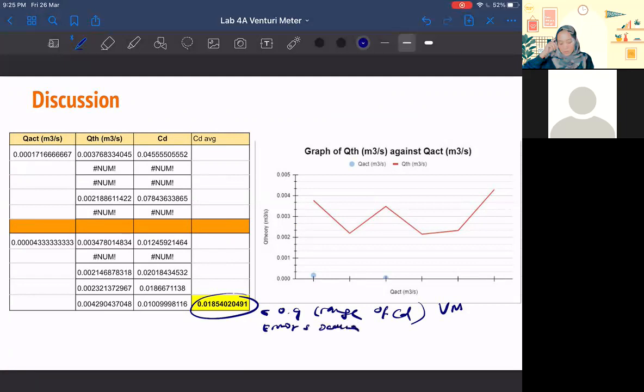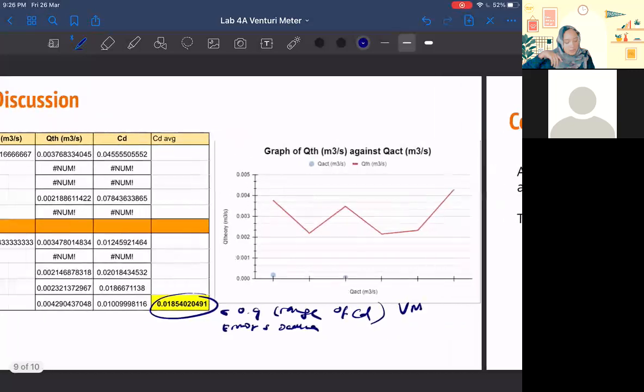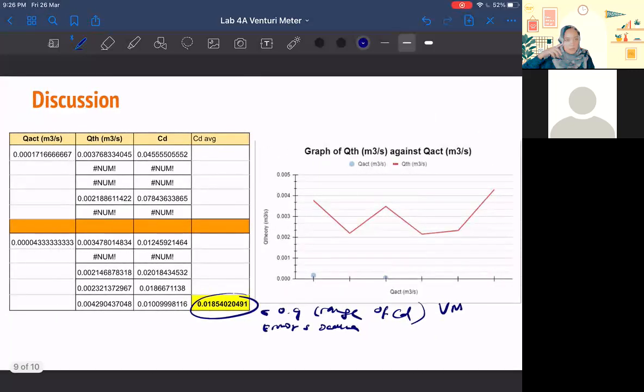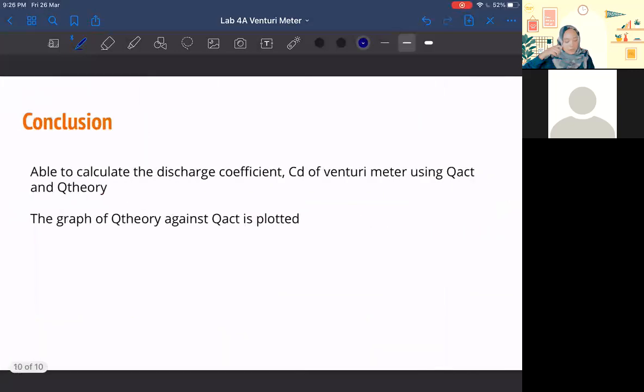So during the experiment at step 6, the air bubbles were not fully removed. Therefore, the manometer is not at the same level when the experiment starts. That is maybe one of the causes that lead to the inaccurate CD. The conclusion is we are able to calculate the discharge coefficient CD, and the graph of Q theory against Q actual is plotted. Thank you. That's all from me.